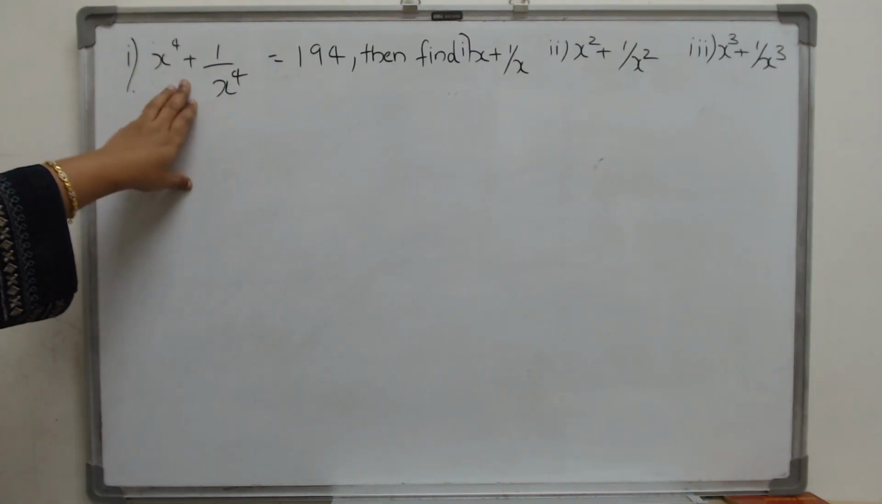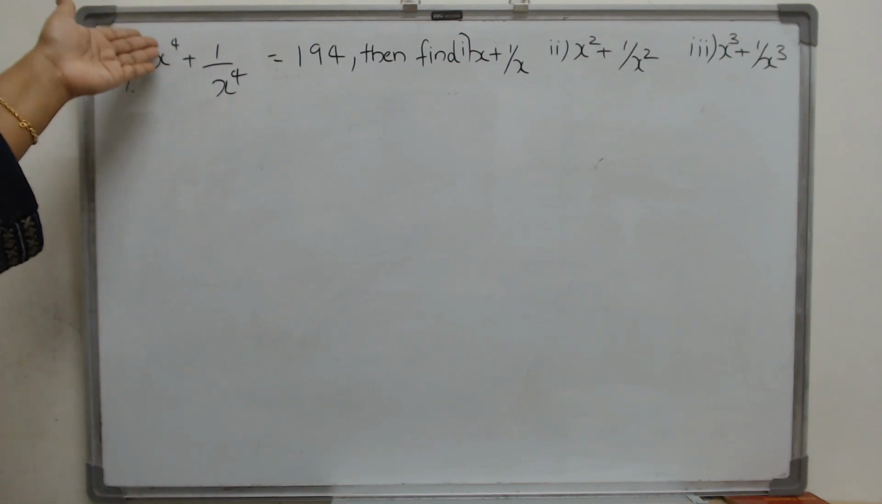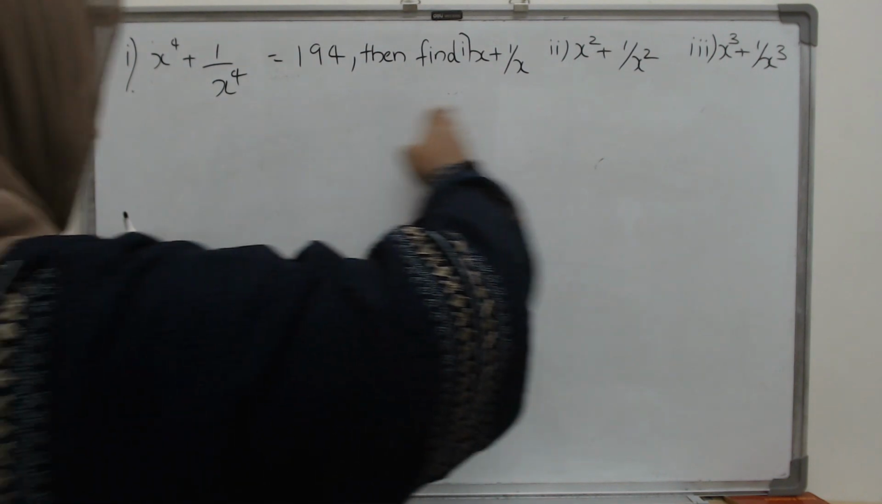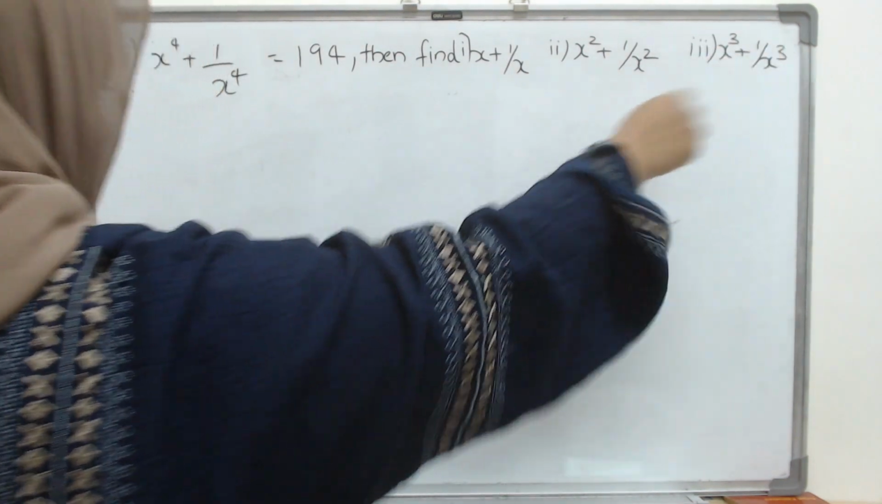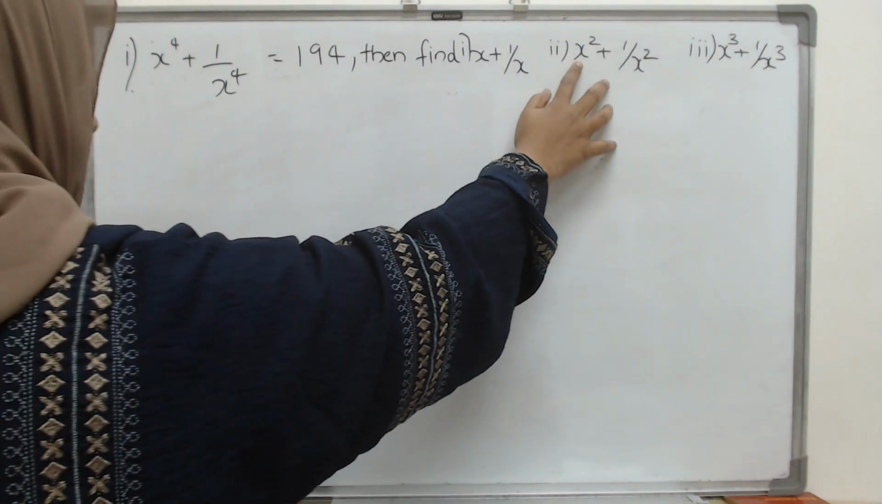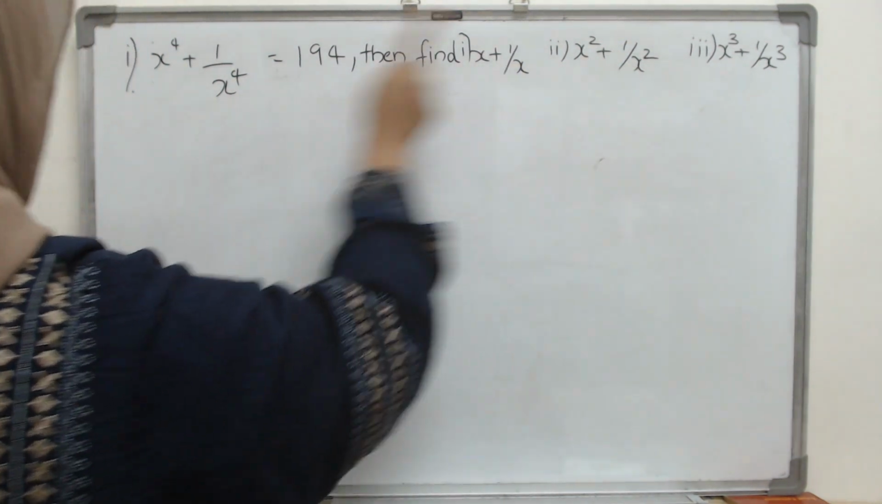Now look at this question. This is a step problem. Now where do we start? We have x raised to 4 plus 1 by x raised to 4. Can you think of anything that connects it to x cube plus 1 by x cube? Absolutely not. It is completely different. You will not find any identity connecting them. But we have to start somewhere, right? Look at this. x raised to 2, x raised to 4, 1 by x square, this.